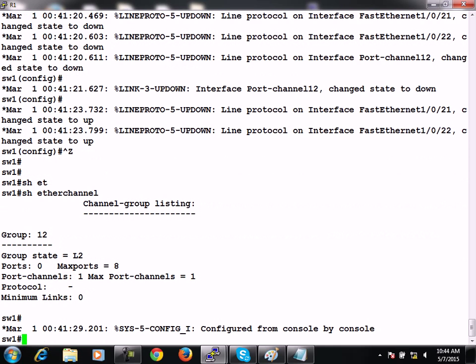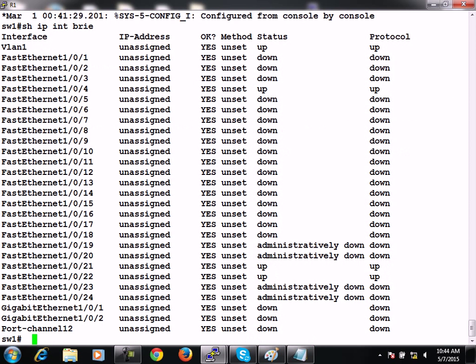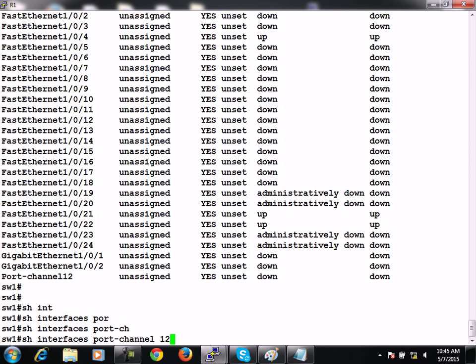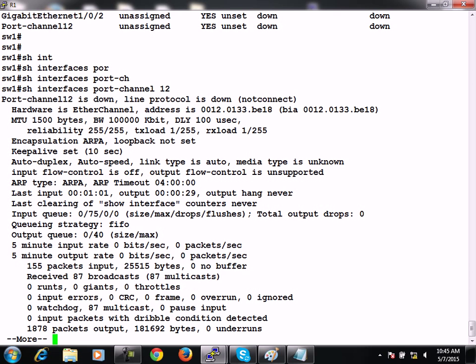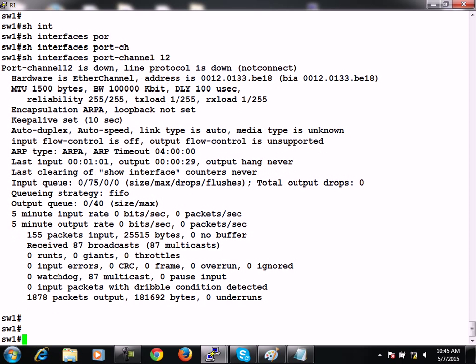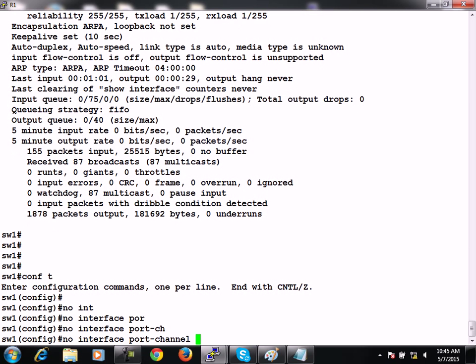That is why if you say show etherchannel, it will show you that it is there. Even if you say show ip interface brief, its line protocol will be down, but still this virtual interface will remain there, right? And if you see show interface port-channel 12, it will show you that there is no member port, no member interface. Of course not, because we have removed all of them from this port channel, right? That is why its line protocol is now down.